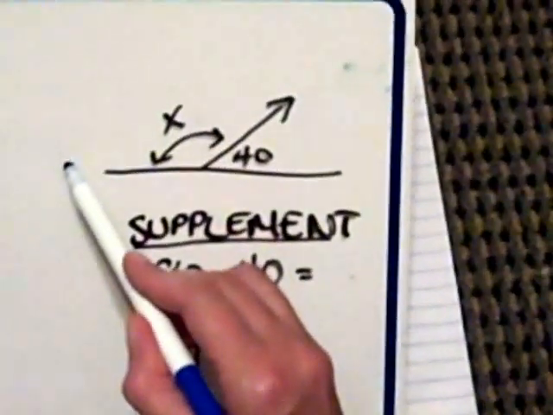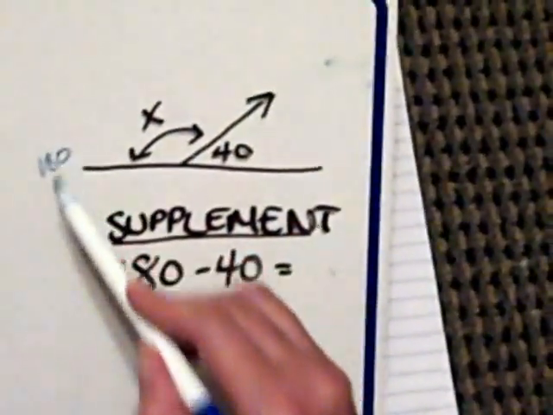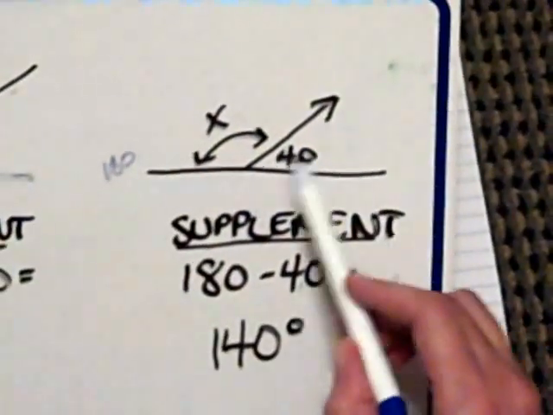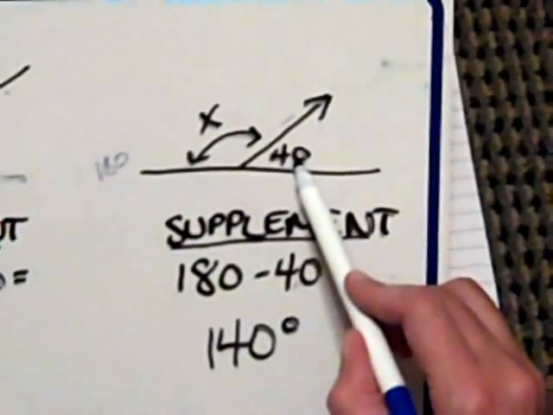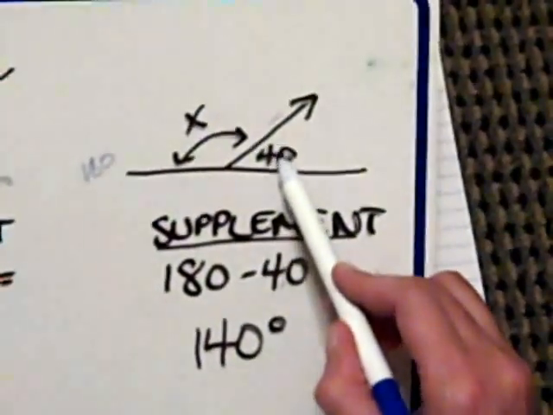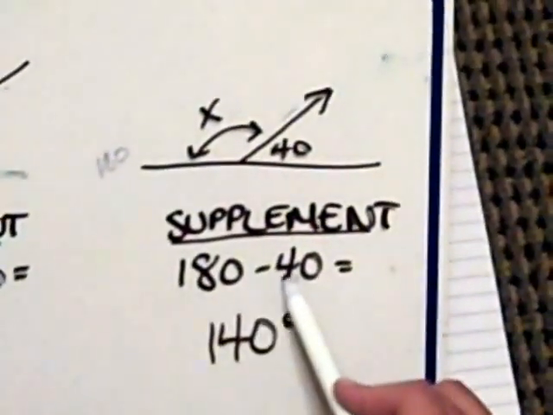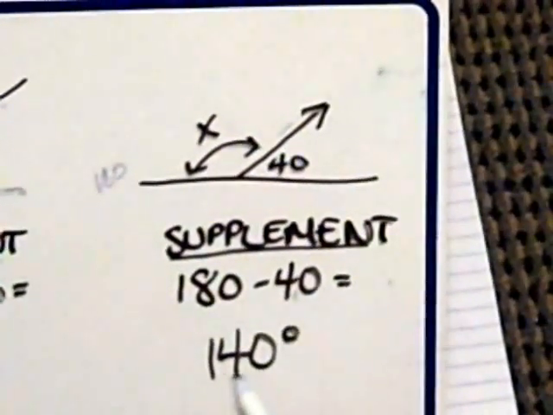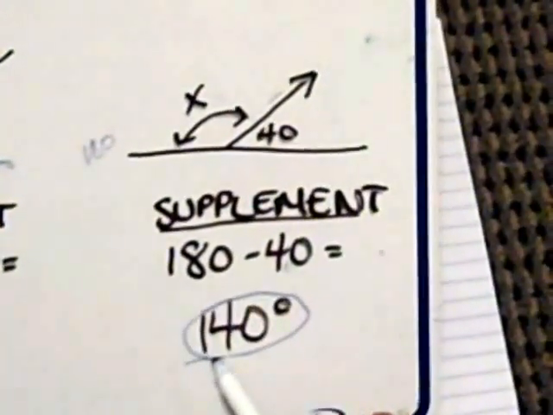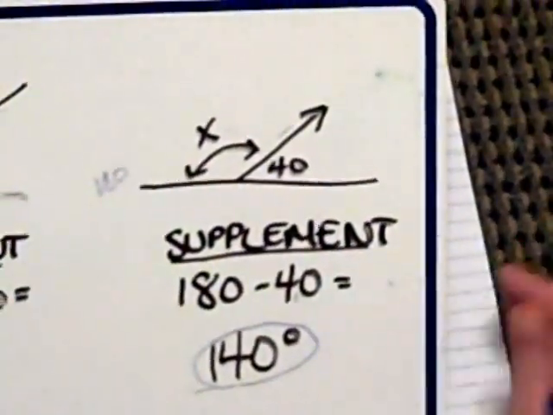Supplement is for a straight line, which is 180 degrees. You have a straight line. So therefore, if you have an angle that is 40 degrees, what is its supplement? We do not know this value. So you take 180 degrees minus 40 degrees, and your answer is the supplement of this angle is 140 degrees. Now, you will complete number 5 using what I just taught you.